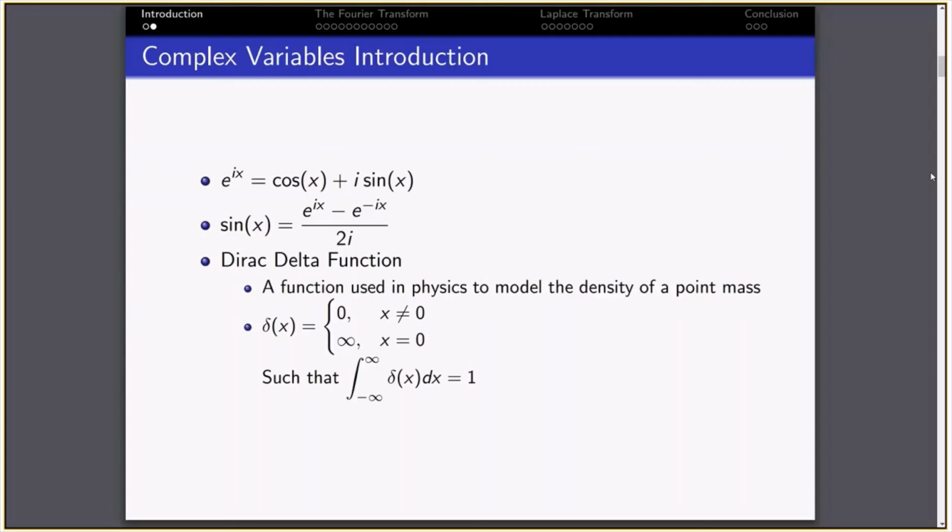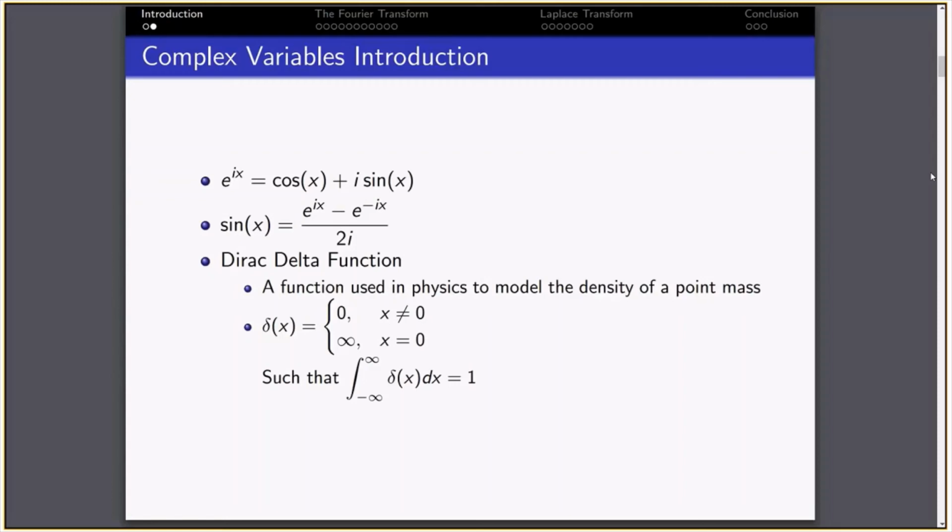The next thing we want to talk about is the Dirac delta function, which is a special function used in physics to model the density of a point mass. And that is a piecewise function which is defined to be 0 everywhere except for a value of x, and at that value of x it is defined to be infinity. And then the integral from negative infinity to infinity of that function is equal to 1.